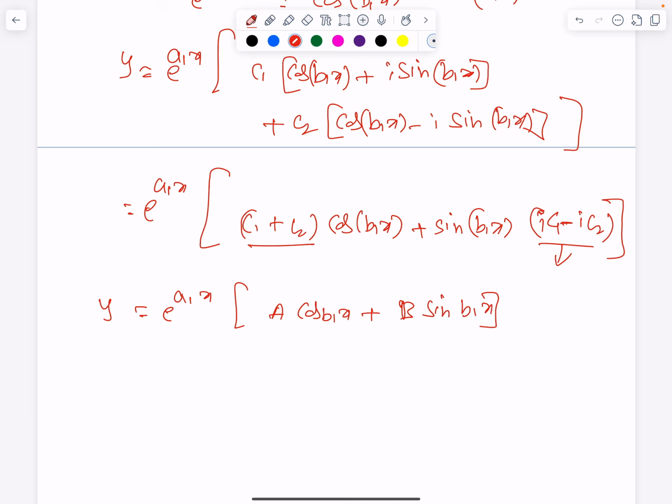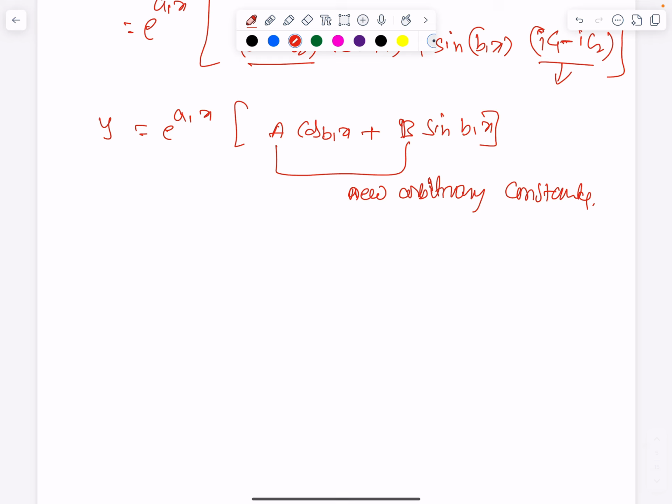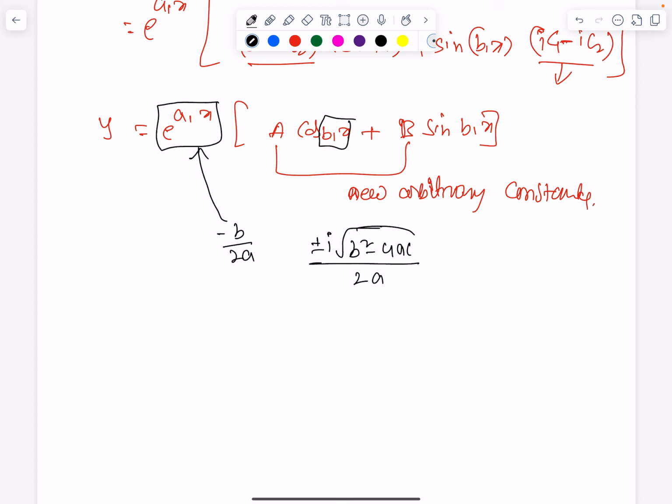Y is equal to that, where A, B are again new arbitrary constants. So you are not losing any data here or any originality in this solution. This is true whenever the roots are complex roots. You see that the real part, minus b by 2a, is appearing here, and then plus or minus i into square root of b square minus 4ac divided by 2a is appearing in this place. So you must be aware of that.